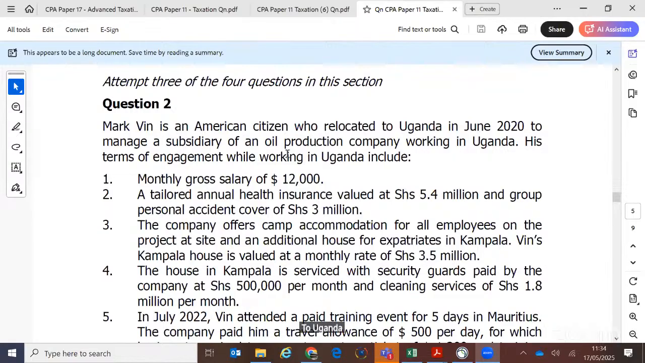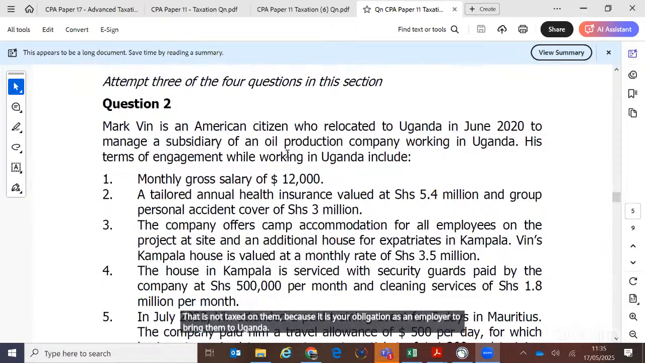Because if you employ someone, for example, from Netherlands, they are going to come with their family. So if you incur tickets on them, if you incur any cost to relocate them to Uganda, that is not taxed on them because it is your obligation as an employer to bring them to Uganda. And finally, when they are done with the contract and you transport them back, again, you cannot charge an employee for such a payment. But if they went for their holidays within the contract and you're the one meeting their costs of going for those holidays, you charge them tax because it is a benefit to them.